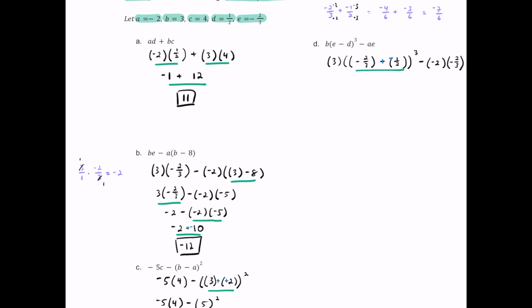I'm going to keep this as an improper fraction just because they're easier to use. So it's going to be 3 out in front. Negative 7 over 6 cubed, which is what we just got over there, minus negative 2 times negative 2/3. Okay, so far, what do we really have here? Well, at least we took care of the parentheses. I think this next part is going to be a little bit annoying, though.